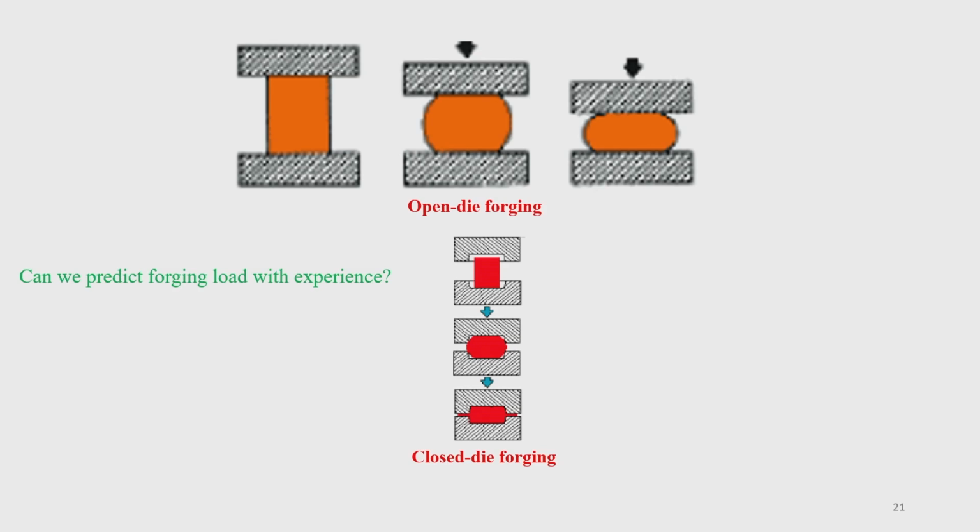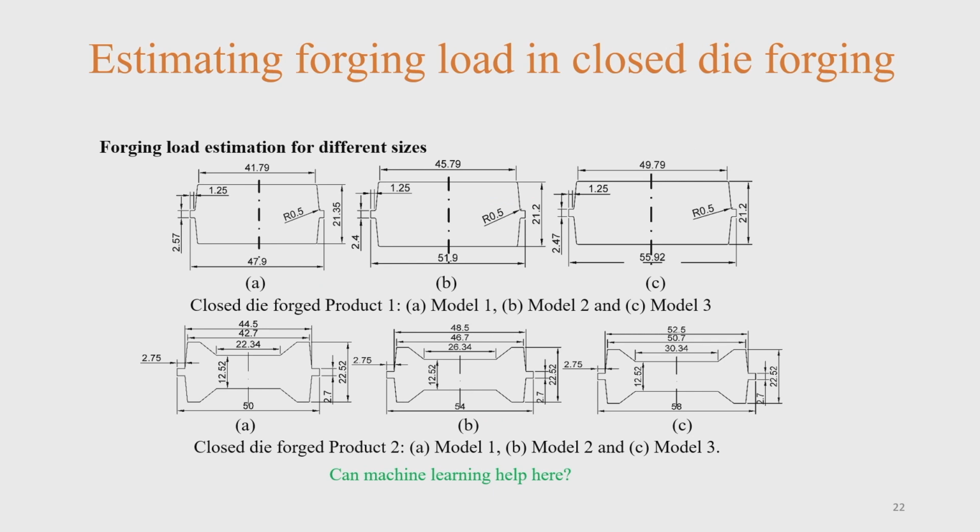We can take, say, a forging operation. This is open die forging. You are compressing a job and it is upsetting, and you can have closed die forging, where there is a die in which you are making something like a connecting rod or any object. So can we predict forging load with experience? That can be done with the help of machine learning. You collect a lot of data, and if you model it properly, then you can simulate the forging load for different sizes. So we can have closed die forging, and we can have different types of models.